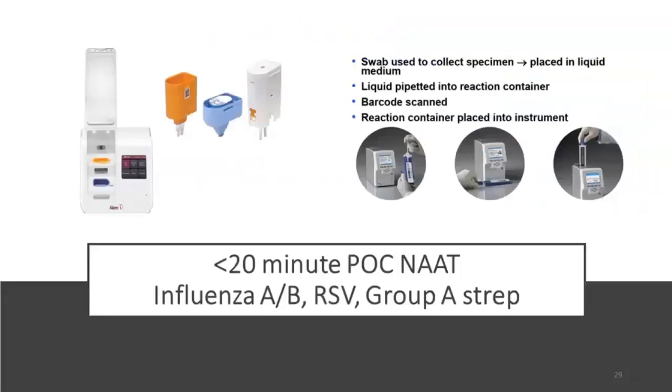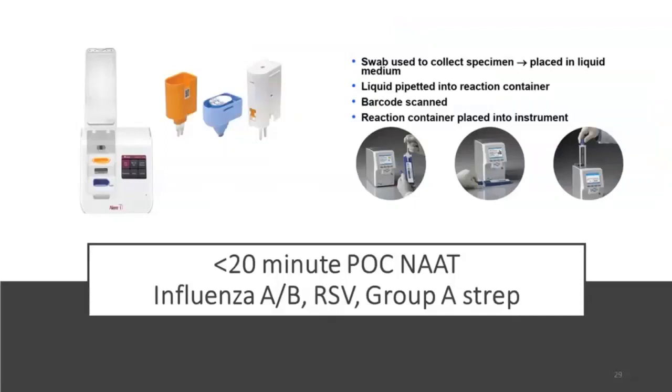So we now have at least two manufacturers who, within 20 minutes, can do point-of-care testing for influenza A and B, RSV, and group A strep with a high degree of sensitivity and specificity. These studies are more expensive, and like anything else, they have to be applied appropriately to the patients in front of you. I can't tell you how many times I've seen an EIA for influenza done in July and August in many emergency rooms throughout the United States.